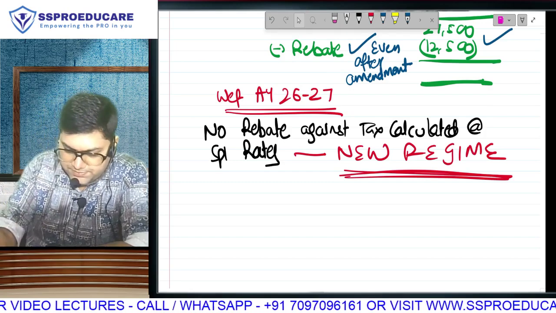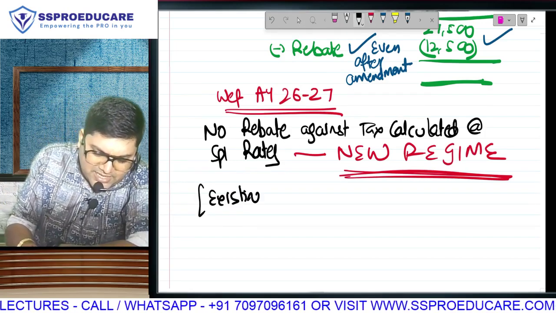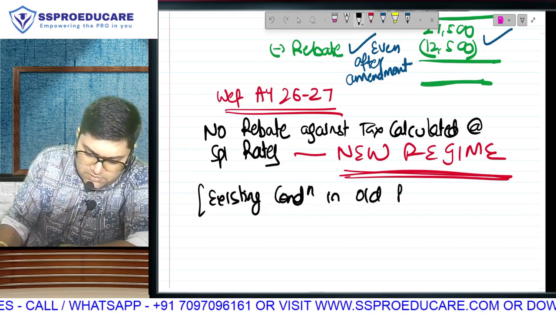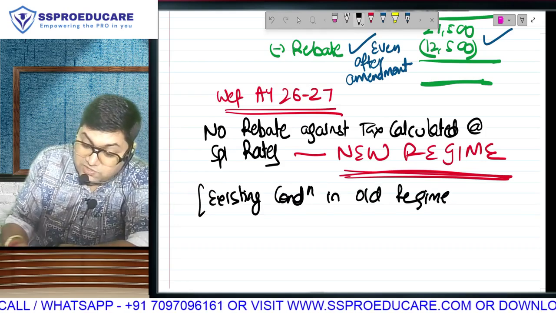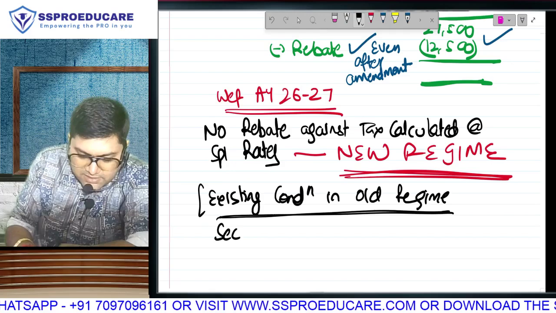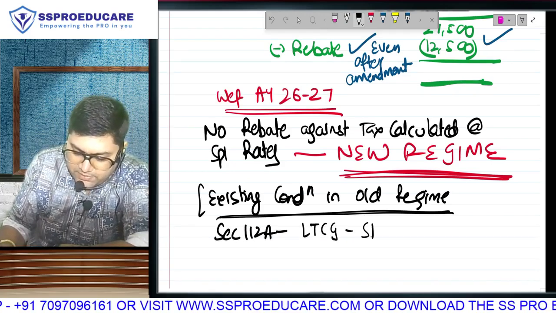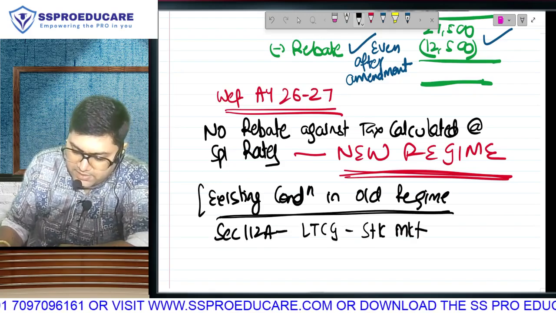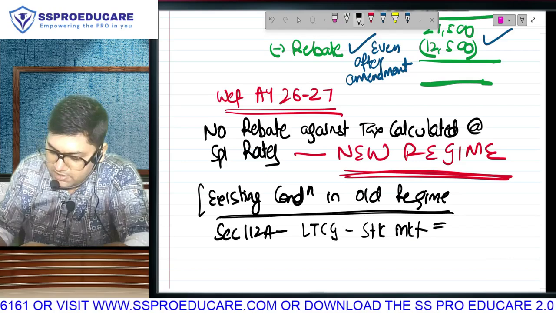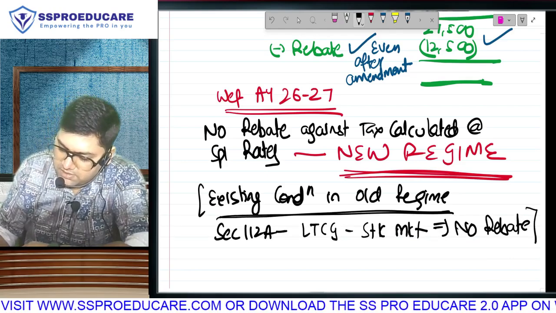But there is one existing condition in the old regime also, and this is not an amendment. Existing condition: under section 112A, when you earn long-term capital gain on stock market, there also we have a special rate of 12.5%. Against this, there will be no rebate.